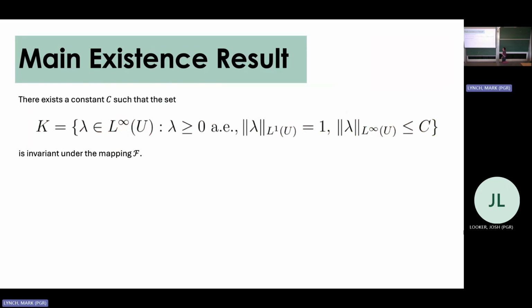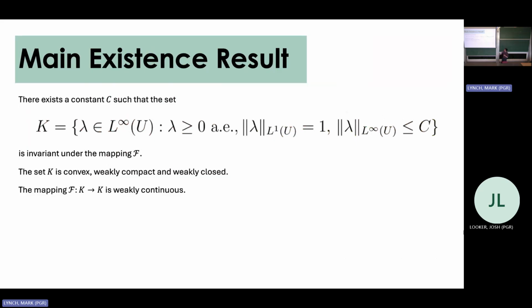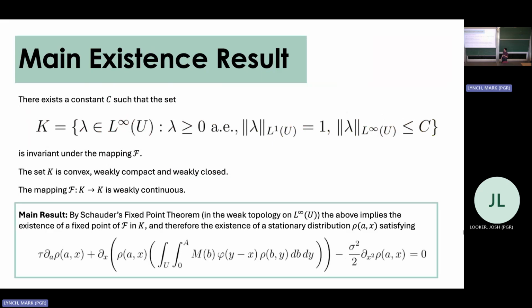Okay, to use Schauder's fixed point theorem, we need this subset to be convex, closed, and compact. It is convex, it is closed, but it's not compact. But it is convex and weakly closed and weakly compact. And if we restrict the mapping to this subspace, then the mapping is weakly continuous. So we can apply the fixed point theorem, but in the weak topology, to say that there does exist a fixed point of the mapping in K, which means that there does exist a stationary distribution of the PDE.